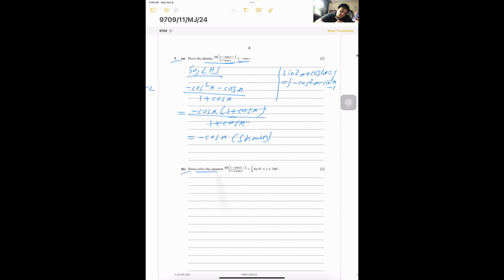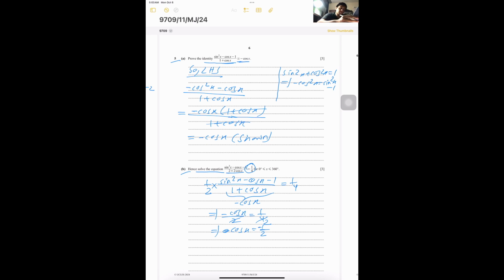Part B, hence solve the equation this equal to 1 by 4. Now in this equation only the bottom part is a little different, which has a half multiplied at the front, and this part is the same. So we'll write this as minus cos x over 2 equal to 1 by 4. If you cut this, it's minus cos x equal to minus half.